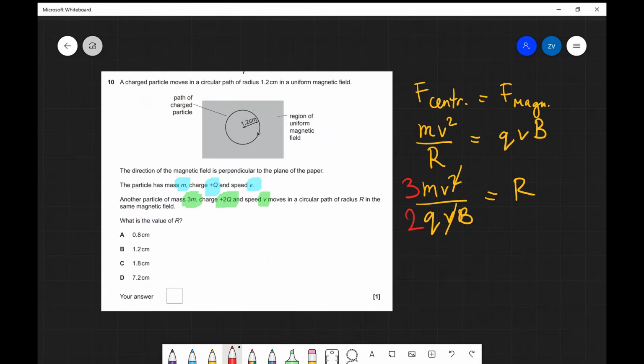So if our radius was 1.2 centimeters, our new radius is not 1.5, 1.2 of course I meant to write. Our new radius will be 1.2 times 3 divided by 2, and this is equal to 1.8 centimeters. So the correct answer is C, 1.8.